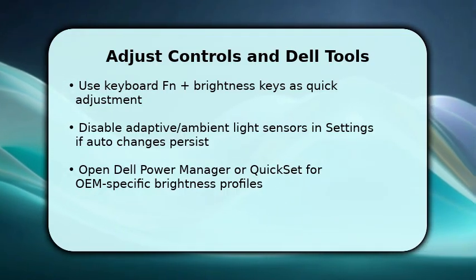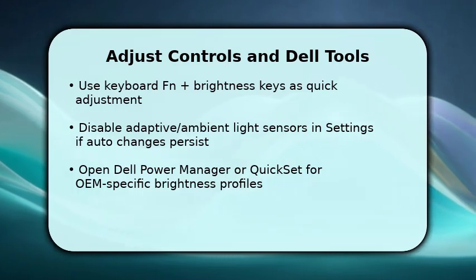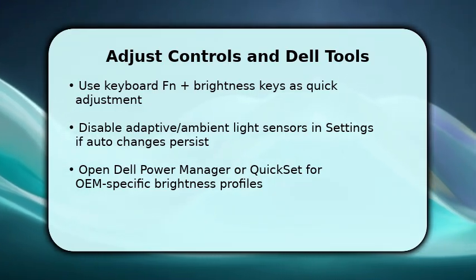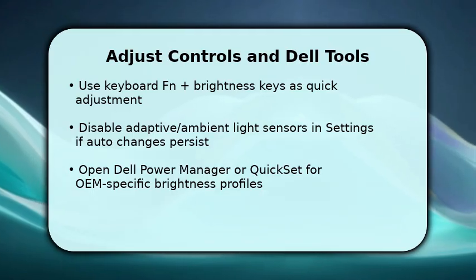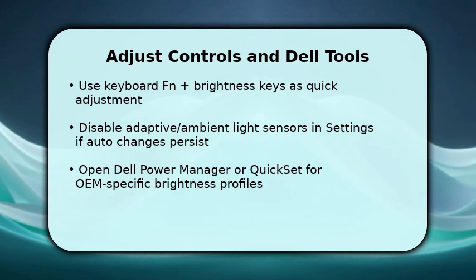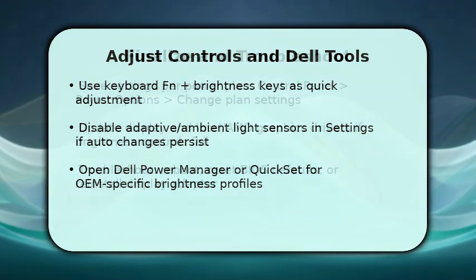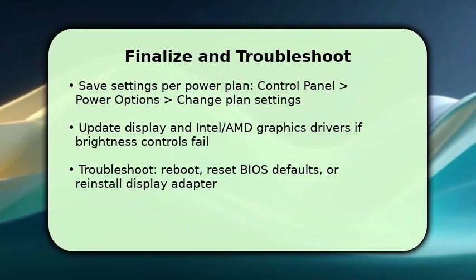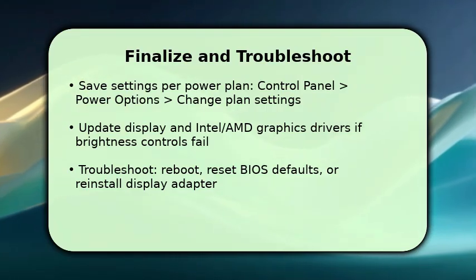will override manual inputs. Next, open Dell Power Manager or Quick Set to select a profile. These apps can lock brightness per power mode and explain why values differ between plugged and on-battery states. Finish by saving brightness into the active power plan so values persist across reboots.